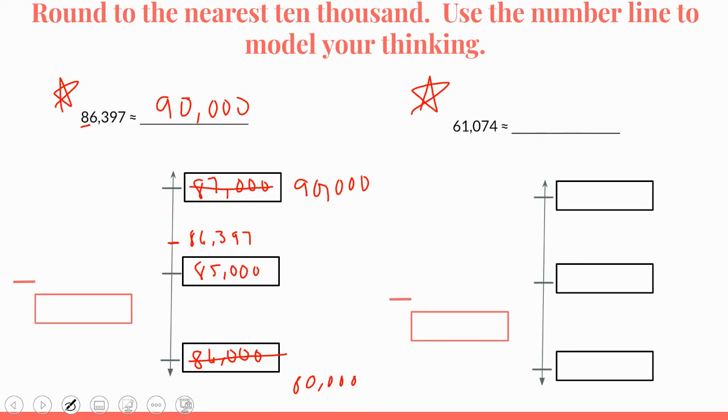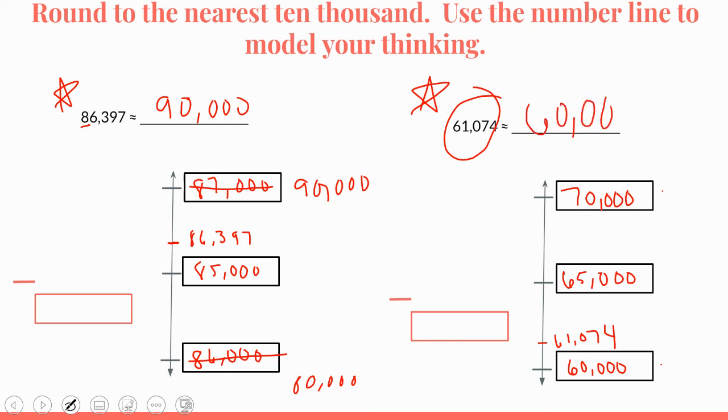So I have 61,074. I need my high end and my low end for rounding to the nearest 10,000. So 60,000 is my low end, and 70,000 is my high end, and right smack dab in the middle is 65,000. So next I'm going to place this number, and 61,074 I'd put about right here. So now I need to ask myself, is 61,074 closer to 60,000 or 70,000? Well, it is very much closer to 60,000. So 61,074 would round down to 60,000.